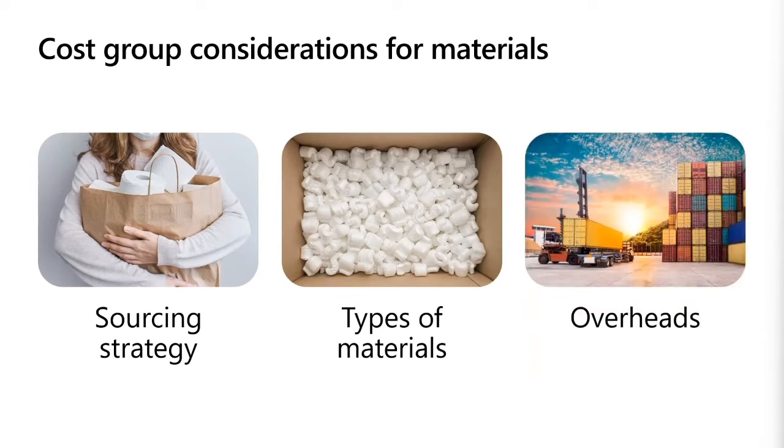The last consideration for your material-related cost groups is the overheads that will be added to your items. If some products should get an overhead and others shouldn't, you'll need different cost groups. If some items require a higher overhead, for example, imported products or frozen products, or products that require special handling and quality, you can separate them into their own cost groups.